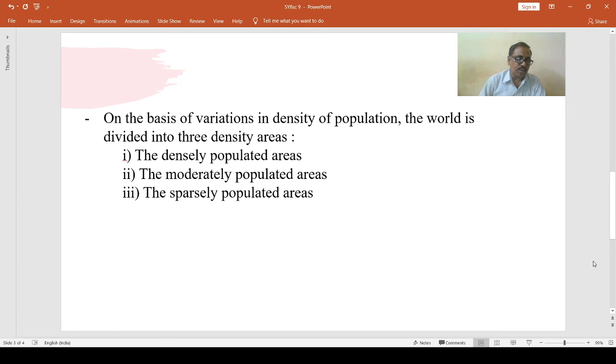Tropical rainforest, mountainous regions, etc. are included in these regions.